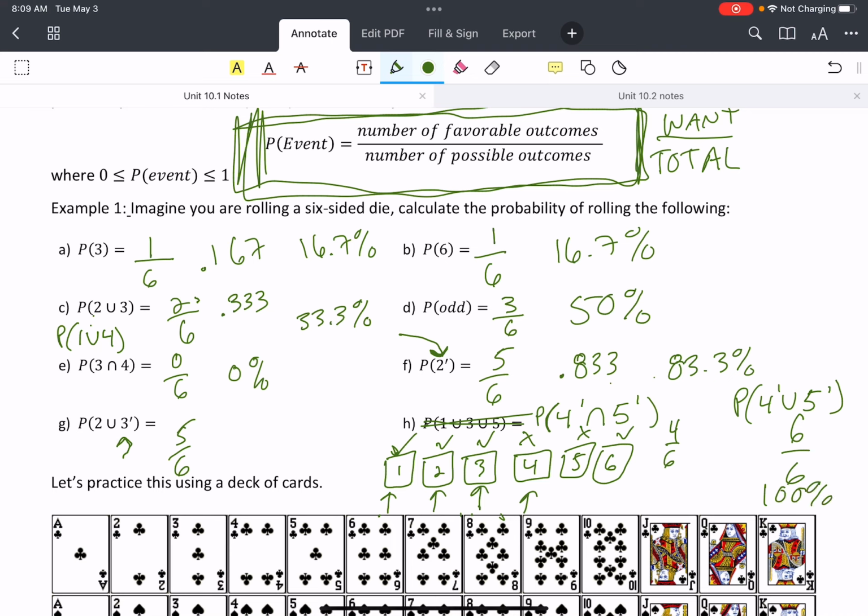Make sense? Cool. Okay, we're going to try probabilities again, but with a different situation, just to make sure we have it down. So this one would have been the one I got on the other page. So we're going to do a deck of cards next.